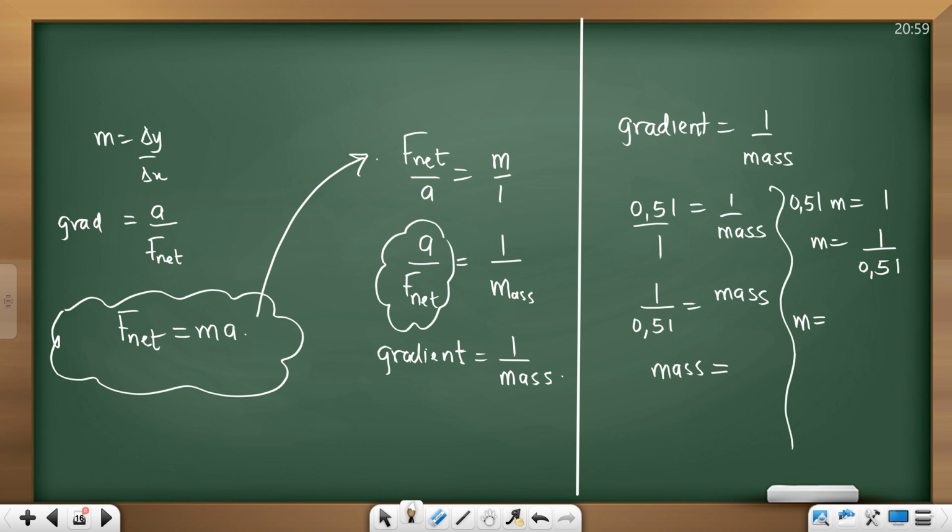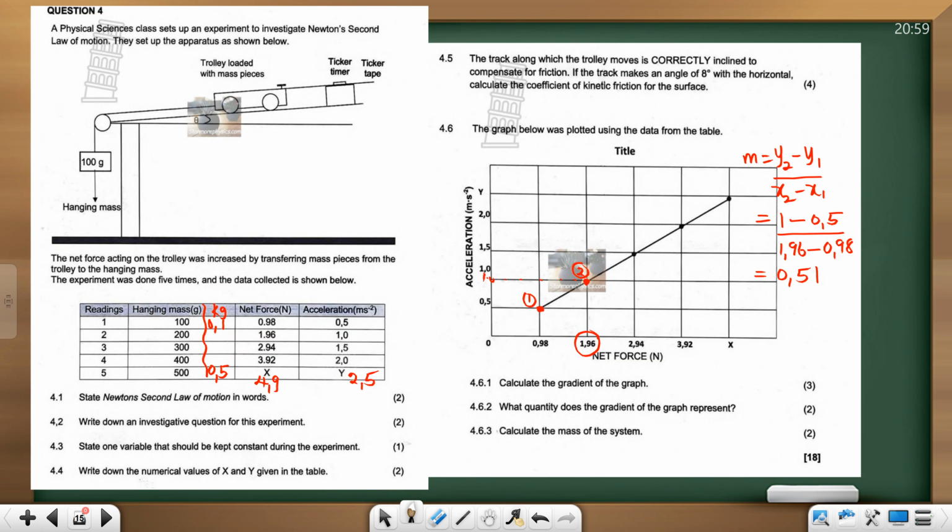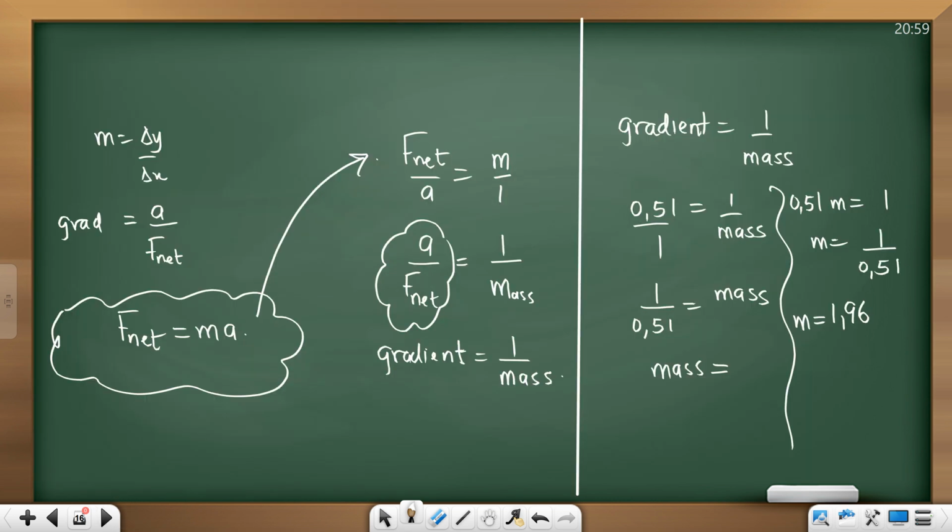Okay, Kutlano, do you see that it's not mass? It is 1 over mass. Okay, it's not mass, it is 1 over mass. 1.96. One second, I just want to check something. Okay, yeah, fine. 1.96 kilogram.